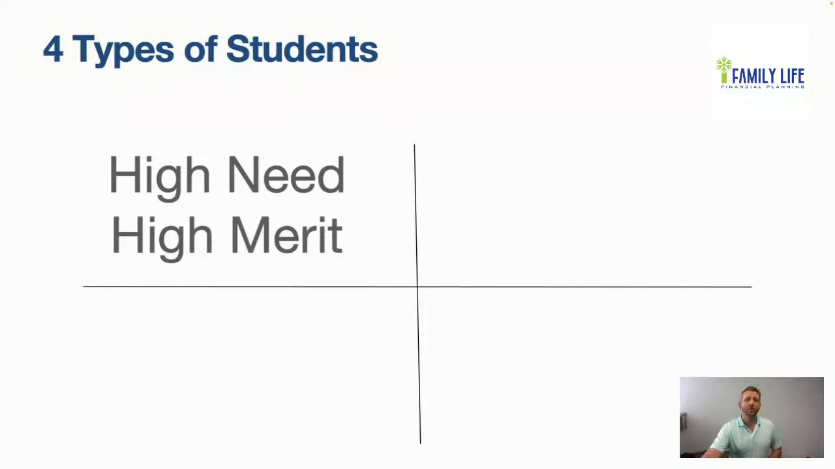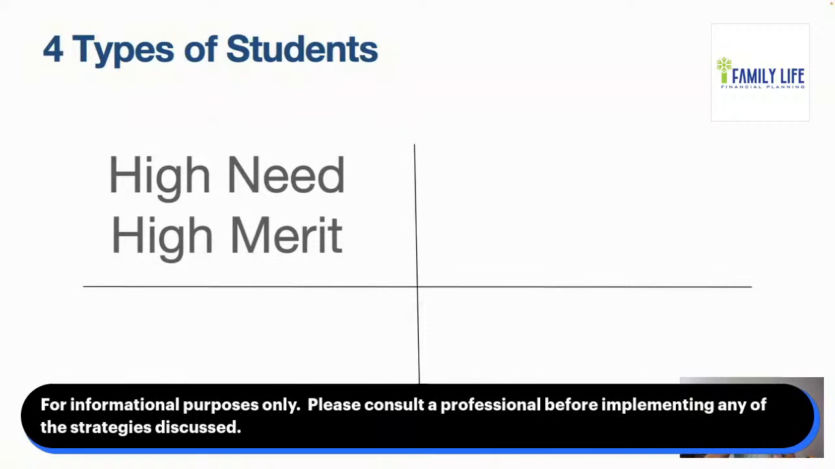So the school wants them. And because the school wants them, they're willing to give merit-based aid. So this type of student can really pick from a lot of different colleges. This is the type of student who has the most options available to them in terms of financial aid, because they can get both merit and need-based aid.